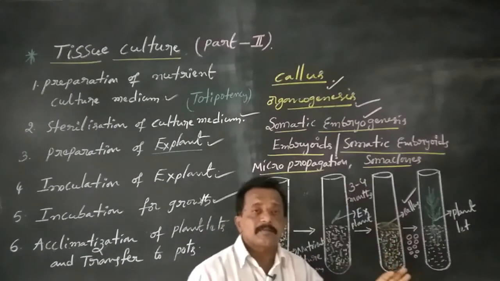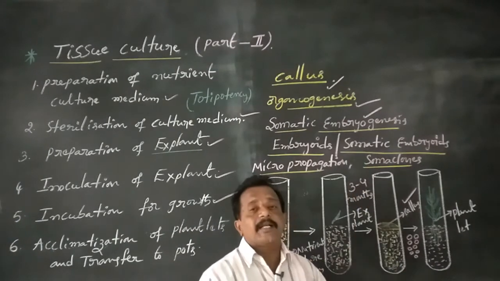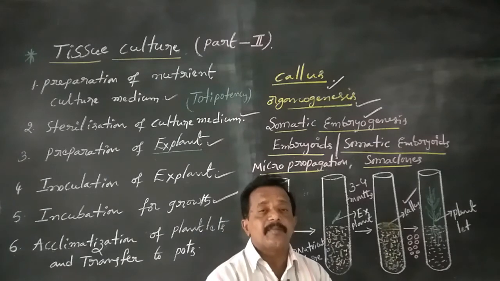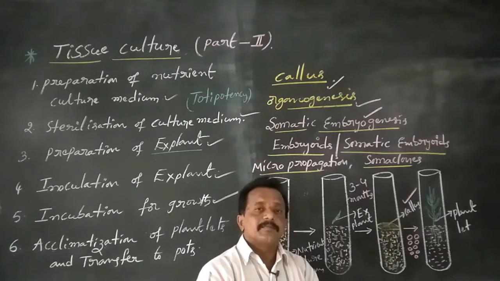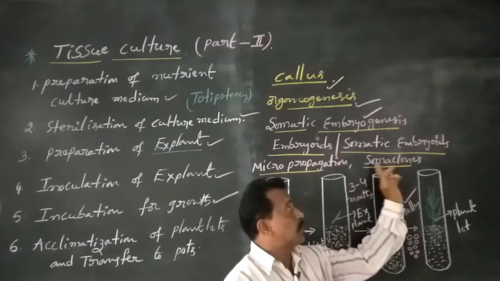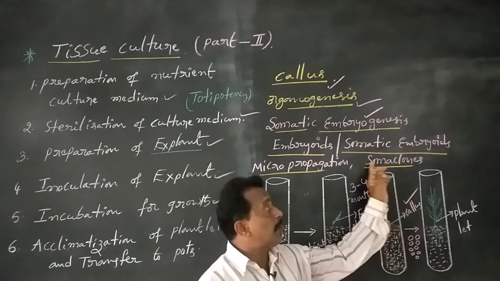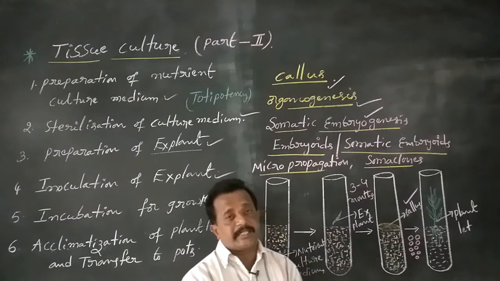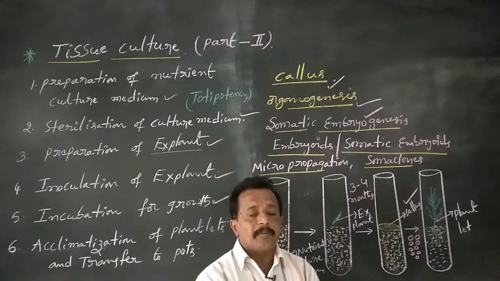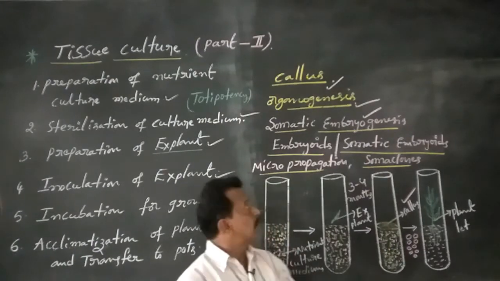These plants are genetically identical to the original plant or the source, that is called somaclones. This is one of the advantages. Okay, now micropropagation plants will be developed and somaclone plants will be developed.